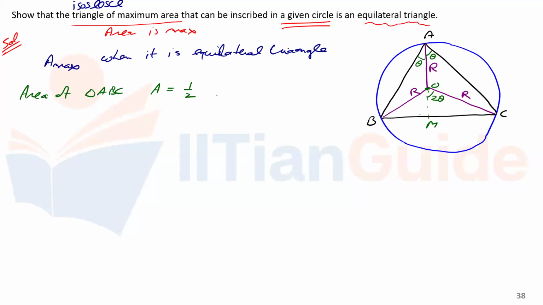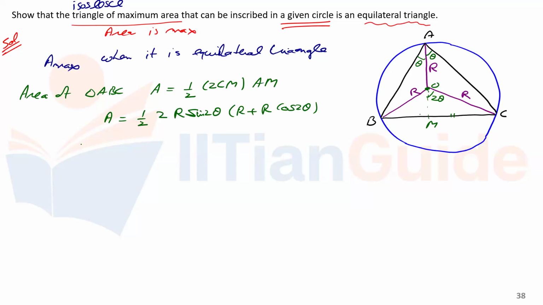Okay, so I'm writing area is half into base into height. BC is 2 times BM. BM or CM, you can write either, both are the same. So 2 times CM into height. Height is AM. So area is 1 by 2 into 2 CM. According to the geometry, CM is R sin 2 theta, the opposite side. After that, AM is AO plus OM. AO is R, and OM is R cos 2 theta.